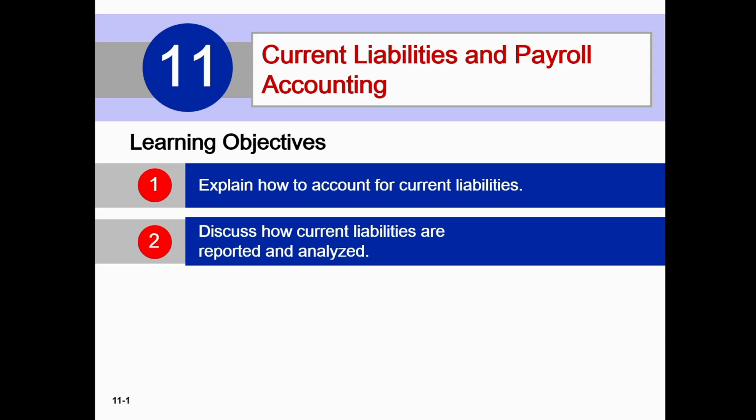Welcome back, listeners. We will start with chapter number 11, which is current liabilities and payroll accounting. It has two learning objectives to be covered. We'll be talking about what current liabilities are and how to record them. And then we'll be talking about different reporting issues regarding current liabilities.